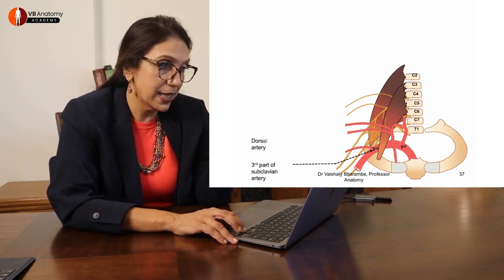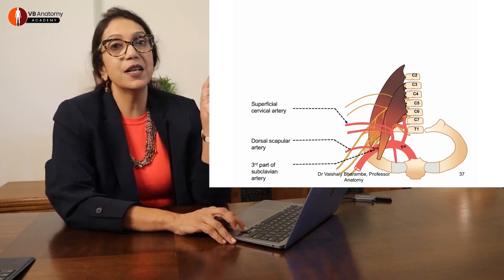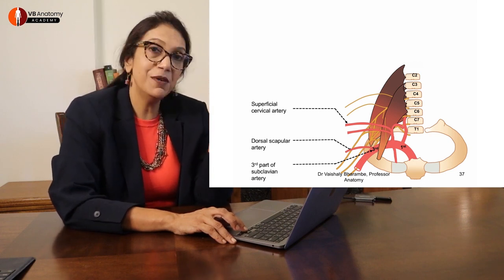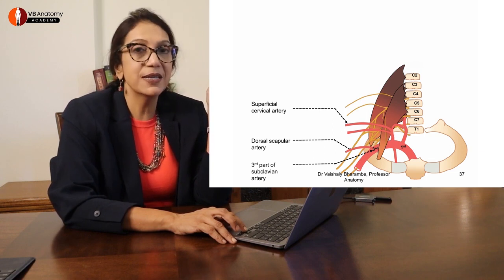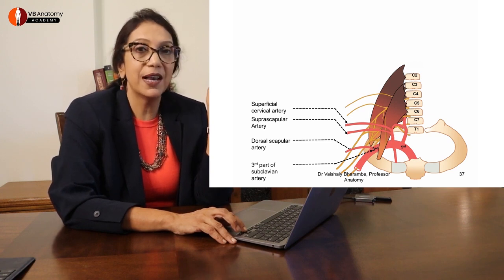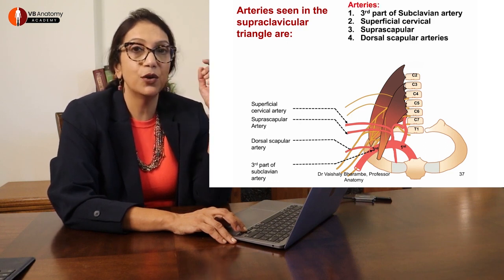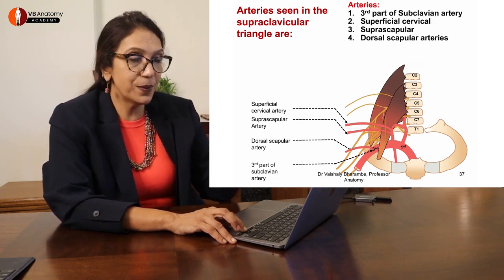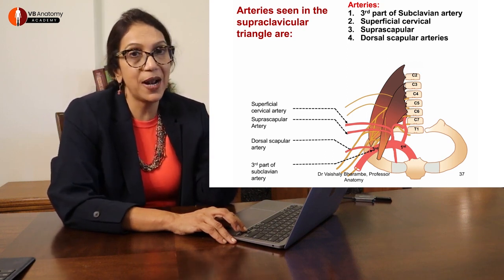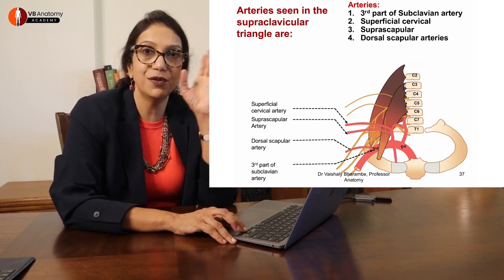It's branched the dorsal scapular artery and two more branches. Can you see two branches above? These are branches from first part of subclavian. They are superficial cervical artery and suprascapular artery. Now see if you remember. The arteries in the supraclavicular triangle are as follows. 1. Third part of subclavian. 2. Superficial cervical, suprascapular and dorsal scapular arteries. Dorsal scapular being a branch of third part and the upper two being branches of first part.